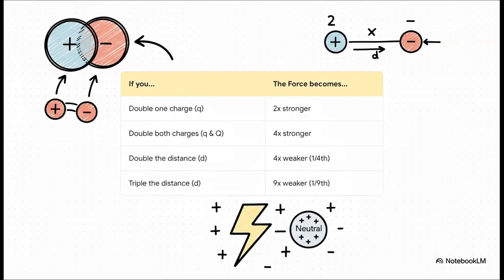Double one charge, you get twice the force. Double both charges, you get 4 times the force. But now, look at the distance. Whoa! You double the distance and the force gets 4 times weaker.